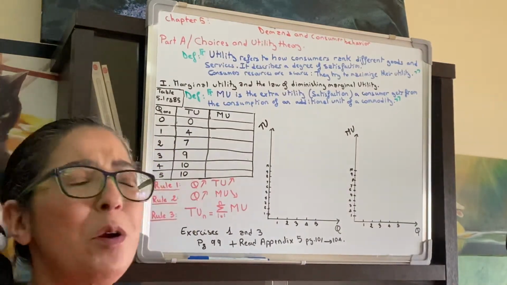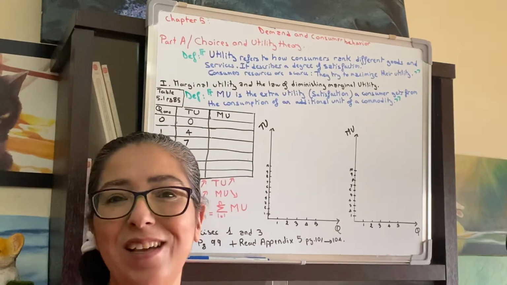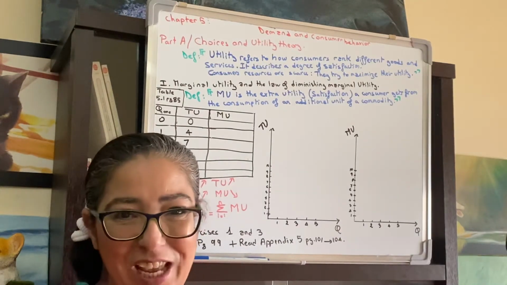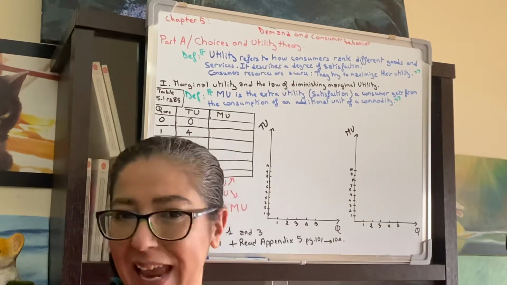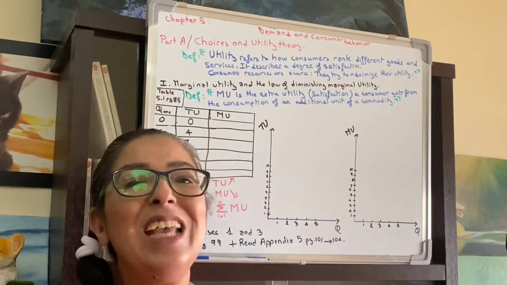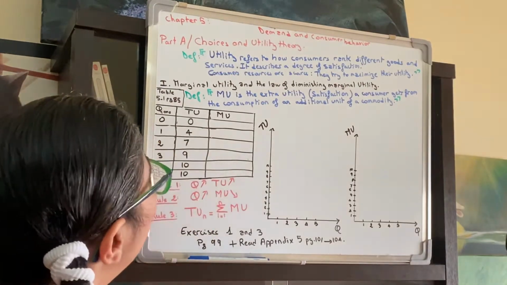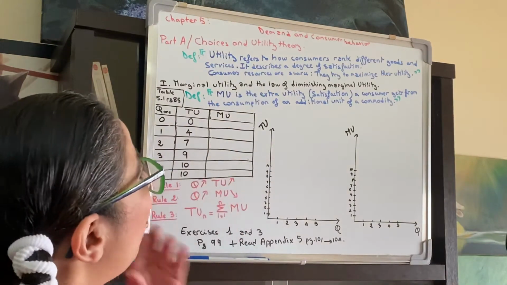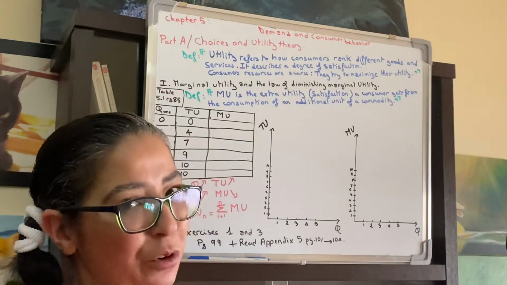So, consumer behavior. Why do consumers buy the things they do? That's what we're going to study today. Why? Are you going to buy something you don't like? Absolutely not. You only buy the things that you like or you need. Okay? So, that's utility. So, today we're going to see the choices and utility theory.